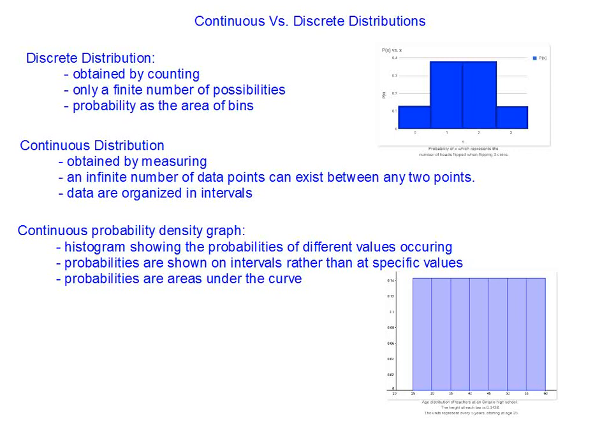In this video, we look at the difference between continuous versus discrete probability distributions. So we've looked at discrete distributions before. Basically, just a reminder that discrete distributions can be obtained by counting. So we count the different results. There are only a finite number of possibilities. And the probabilities are the areas of the bin.